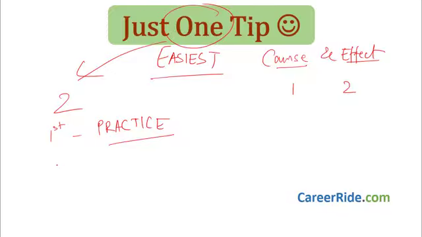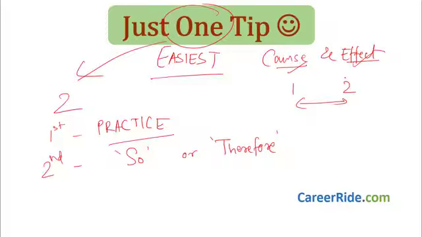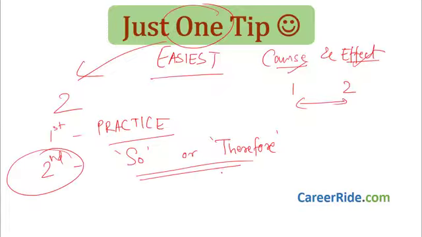So keep practicing. And the second most important tip is the use of the word so or therefore. You can use either so or therefore. By using these two words to join both the sentences, we can decide which is cause and which is effect. Let's take an example to understand what exactly this second tip is. This tip would help you to solve all sums related to cause and effect.